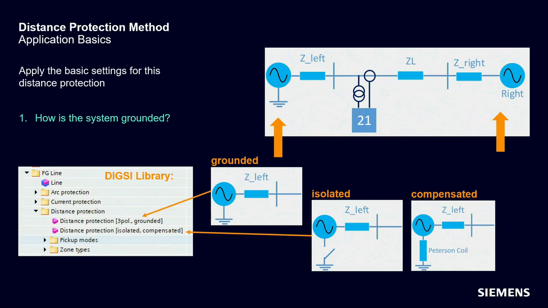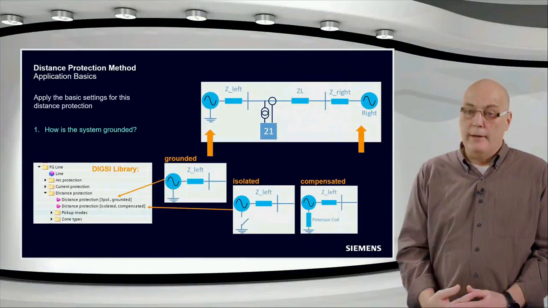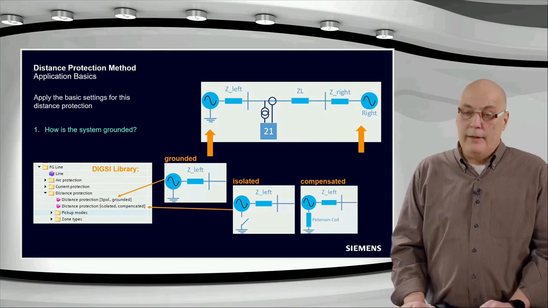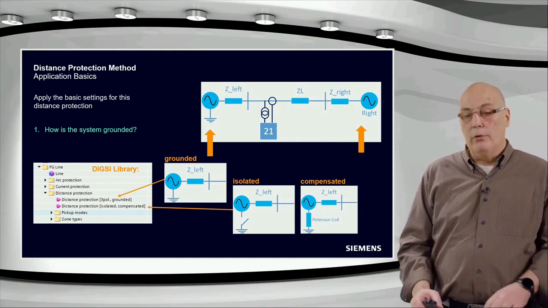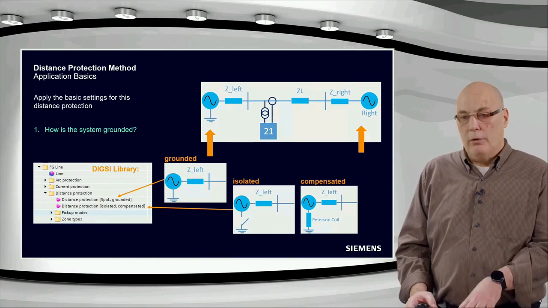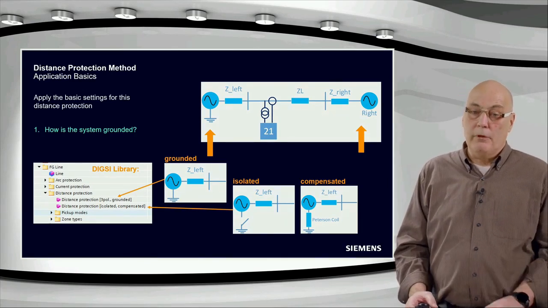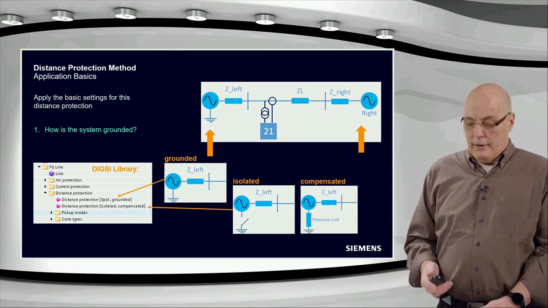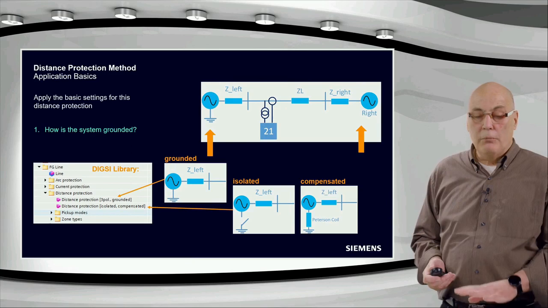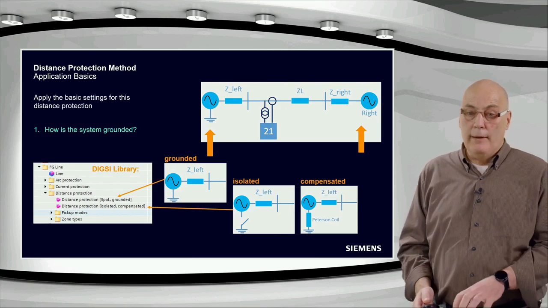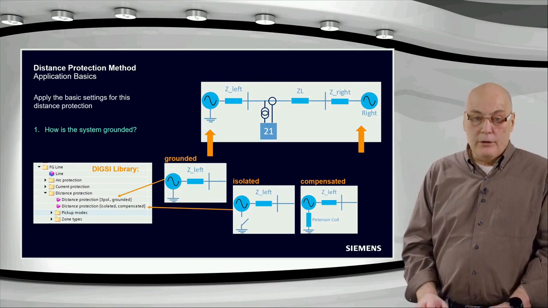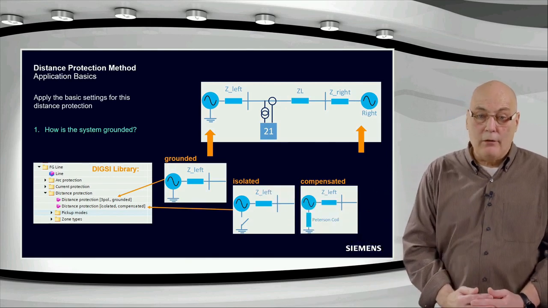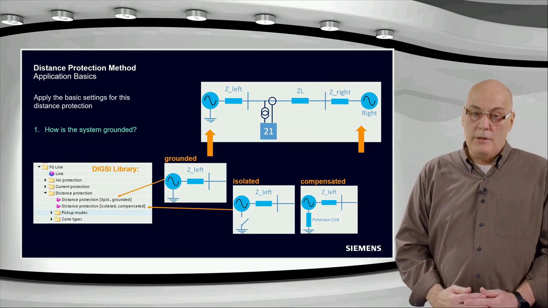That would mean, like the Peterson coil you see over there, that during a ground fault you would ideally get only a very, very small fault current at the fault location, and the fault could even extinguish without the breakers opening. Ideally, that is a different treatment. Also there, distance protection can be applied. And for this, as you see on the bottom left, the selection is your distance protection in a grounded system or isolated or compensated.